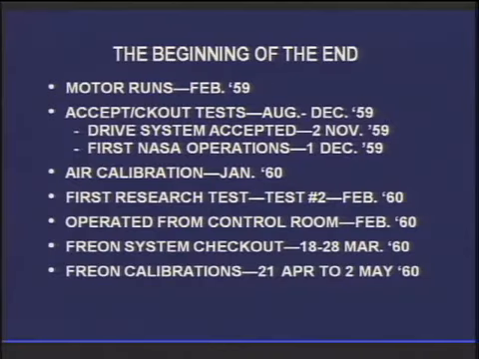The Freon system was finally ready and checked out in March 1960. The Freon tunnel was calibrated for Freon operations from April to the beginning of May 1960. So somewhere in here is the birthday of the TDT. I would say it looks like it's May 2nd, 1960. That's the first time everything essentially was finished. It was the first time the tunnel had been calibrated in air and in Freon, so it could be used for any of the purposes that it was intended for initially. So happy birthday, TDT, I guess.